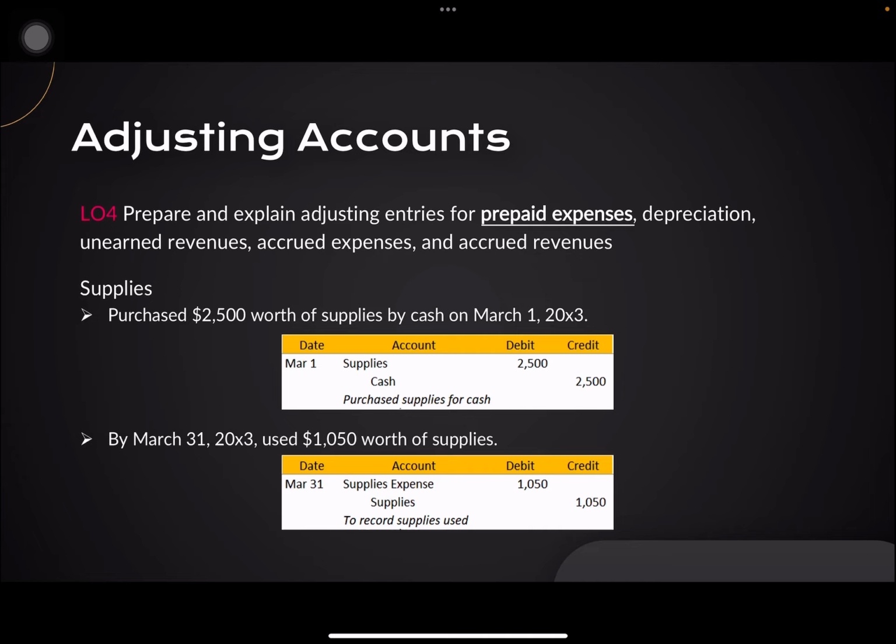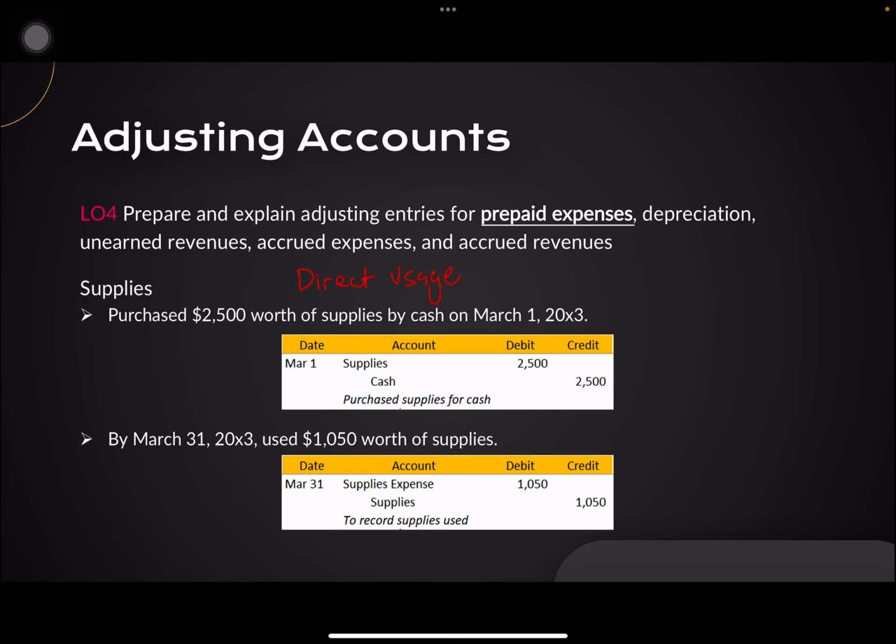In this slide, this is now an example of your direct usage. We will know later why this is an example of direct usage. But first, let's analyze the transactions. So let's focus on bullet point number 1. It says here, we purchased $2,500 worth of supplies by cash on March 1.